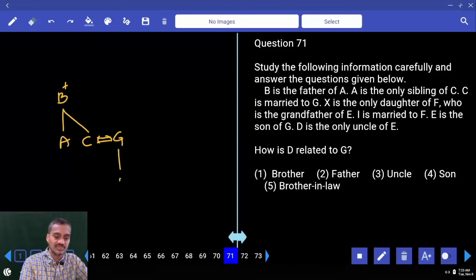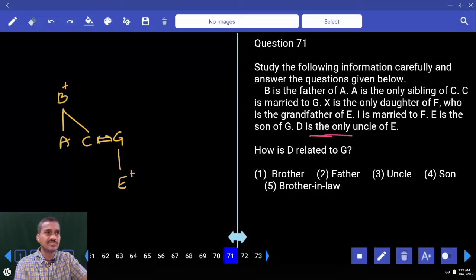Now, who is the C? E is the son of G. D is the only uncle of E, which means E's parent's brother. One of E's parents is C. And C's brother can be D, and D is the only uncle.